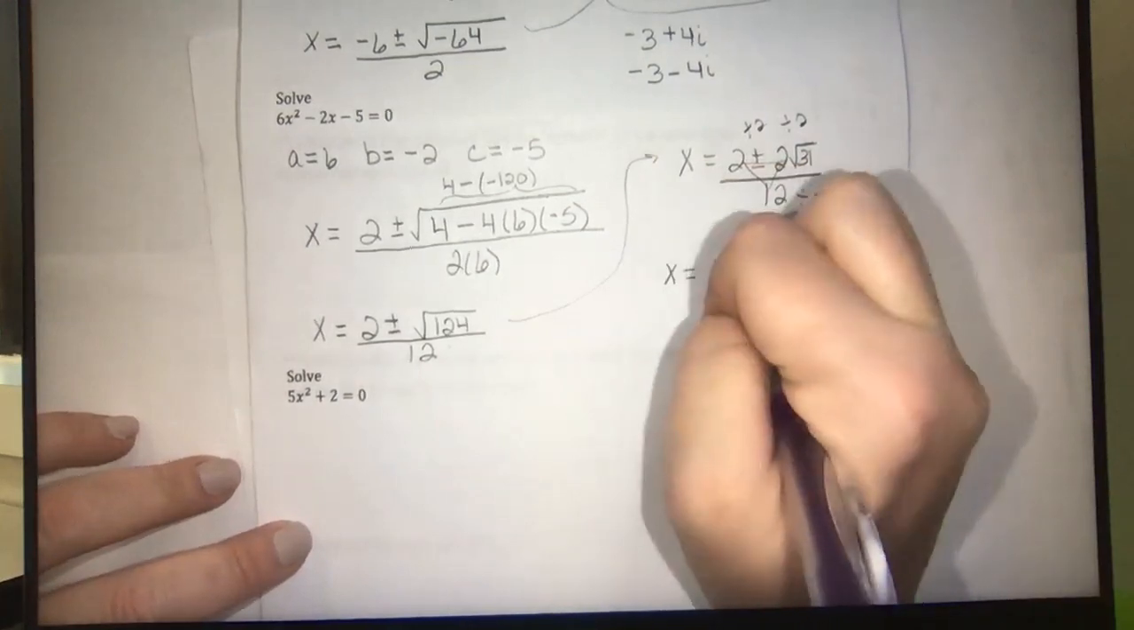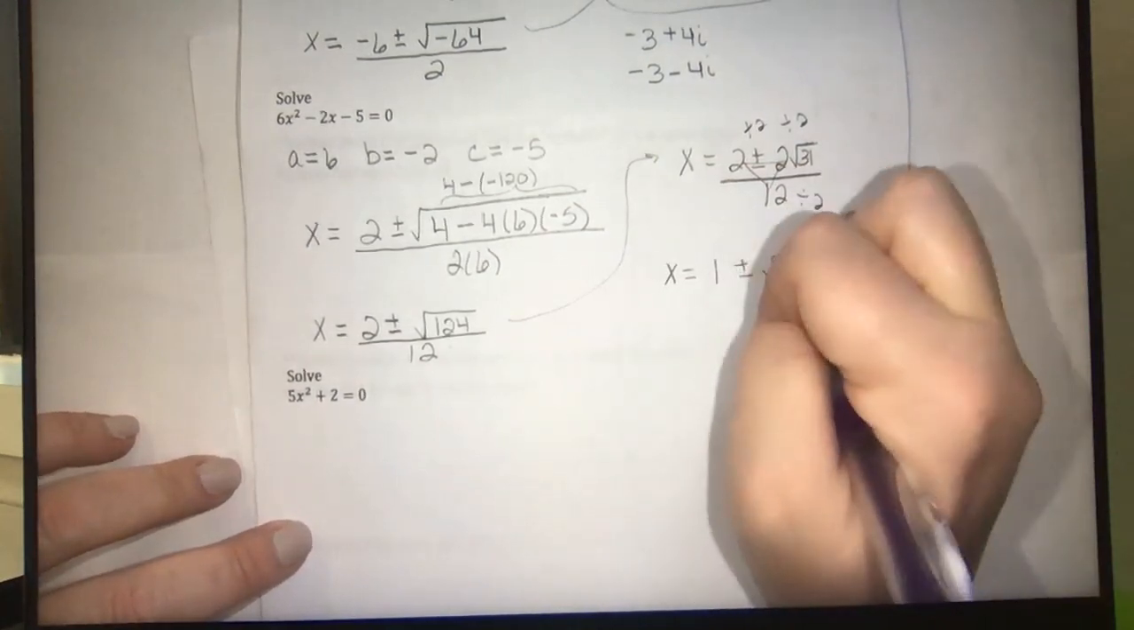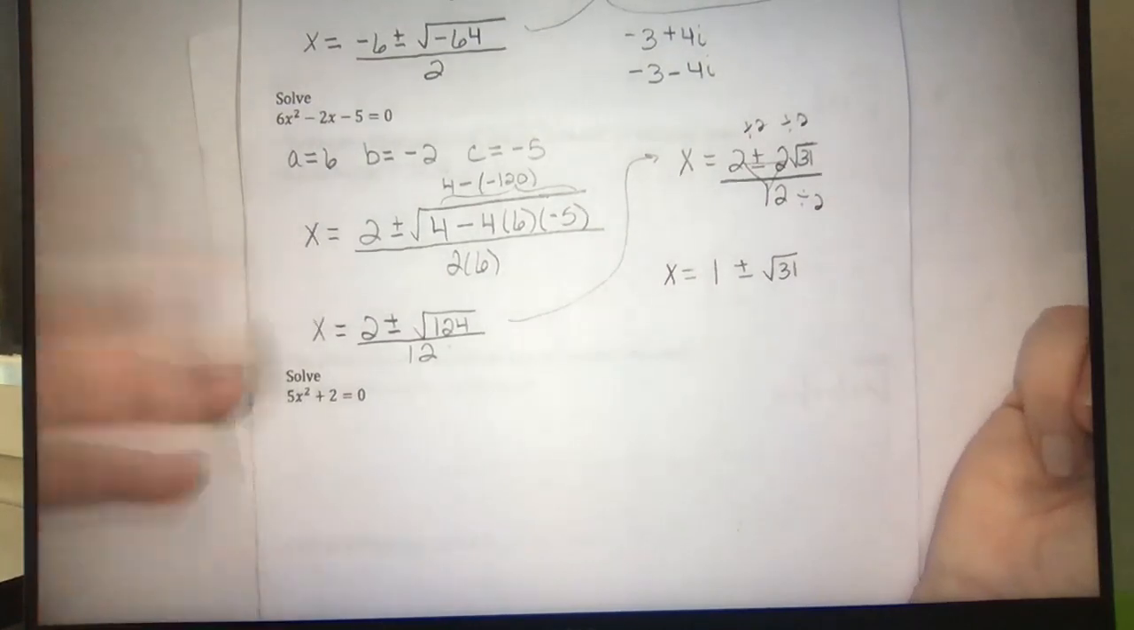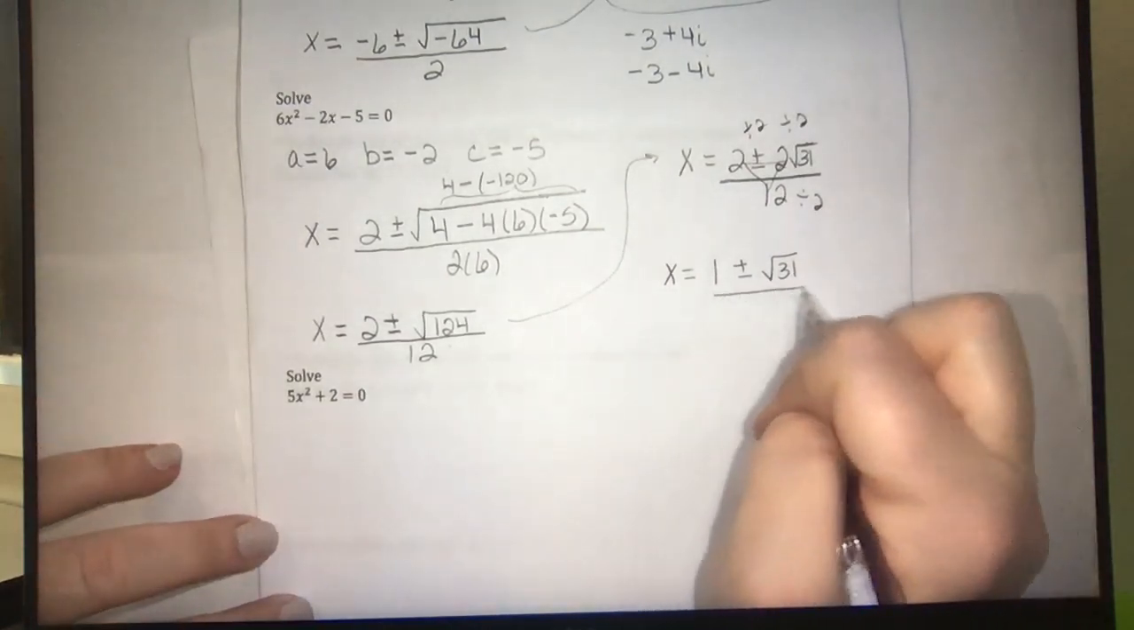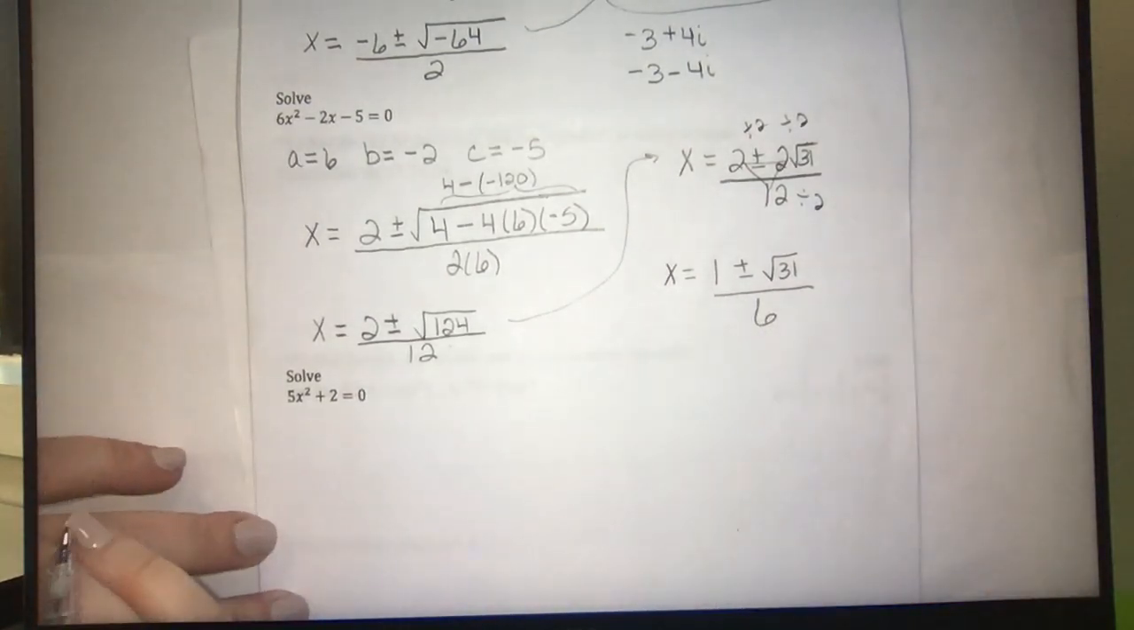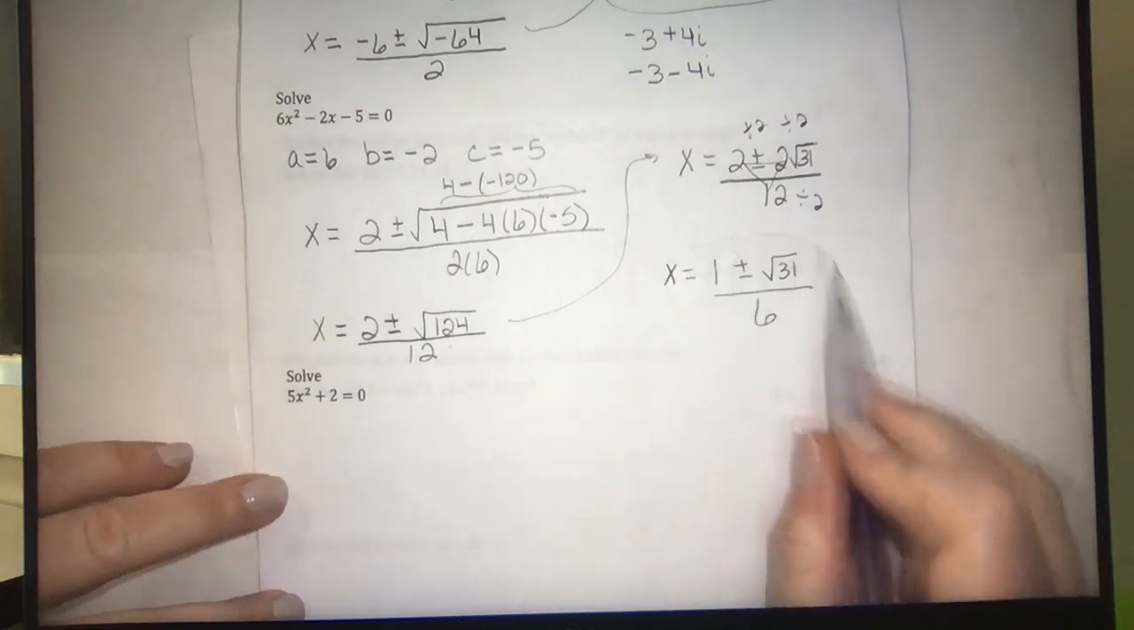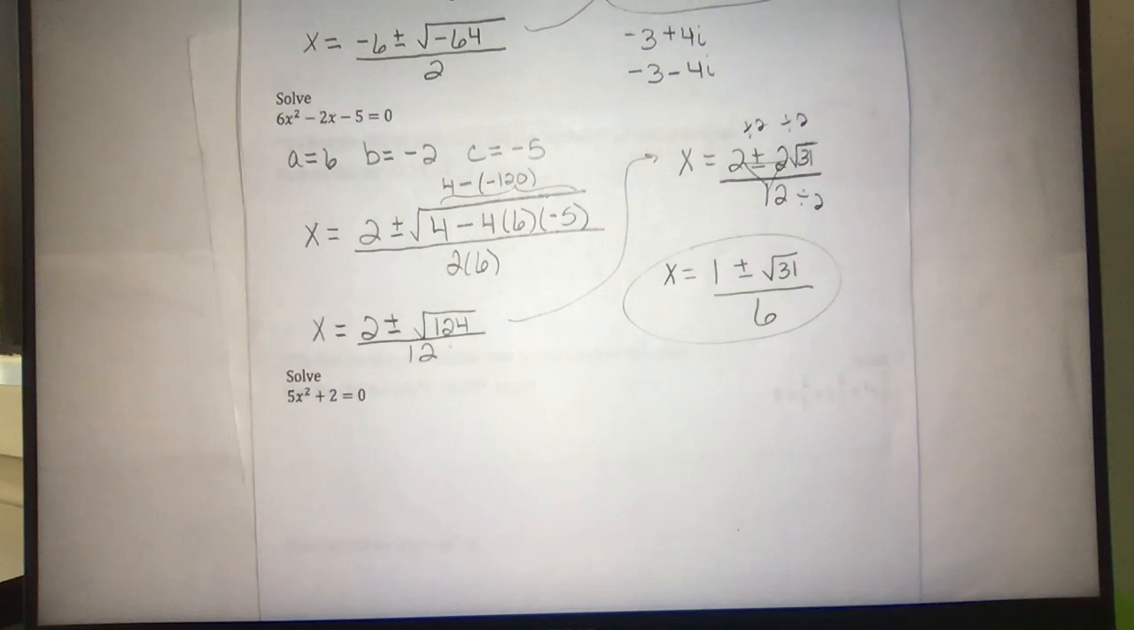I get 1 plus or minus root of 31, because I don't need a 1 out in front of them, all over 6. Okay, can I go any further? Are there like terms at all? No, I'm good to go. That's my answer, or you could split it into 2 answers if you really wanted to. 1 plus root of 31 over 6, 1 minus root of 31 over 6.